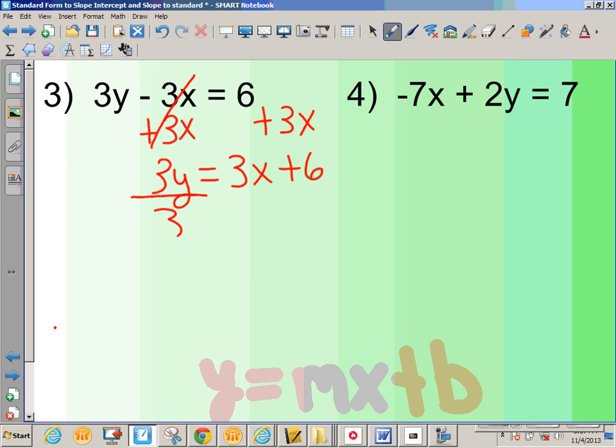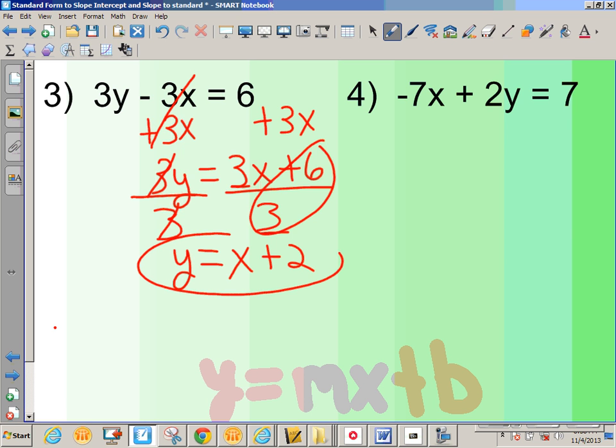Now I want to divide through by the coefficient of 3. When I do that, all that's left on the left is y. 3 divided by 3 gives me 1. I'm just going to write x. I don't need to write 1x. And then 6 divided by 3 is 2. So make sure that you have simplified.